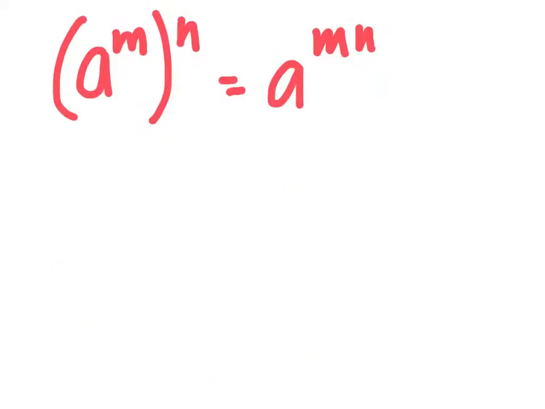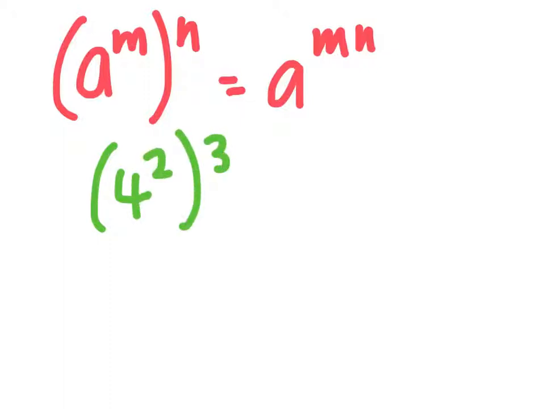So this is the last index law we're going to look at, and it's a to the power of m, in brackets, to the power of n. And the rule for this is a to the power of m multiplied by n. So we can look at an example. If I have 4 to the power of 2, cubed, that would be 4, and then it's 2 multiplied by 3, which is 6, so 4 to the power of 6.